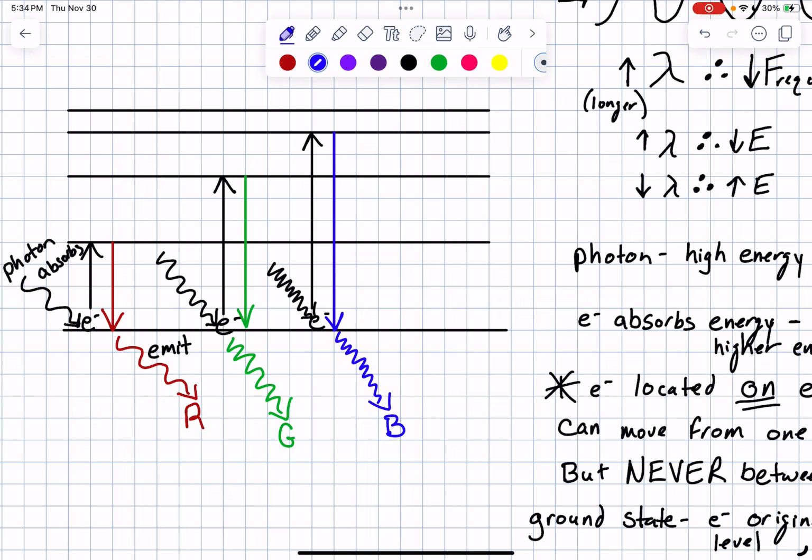Well, there was one more. So we had one more where the electron absorbed a very high energy photon, which allowed it to jump to an even higher energy level. And when it returned to ground state, it emitted a very high energy visible light. It emits violet light.